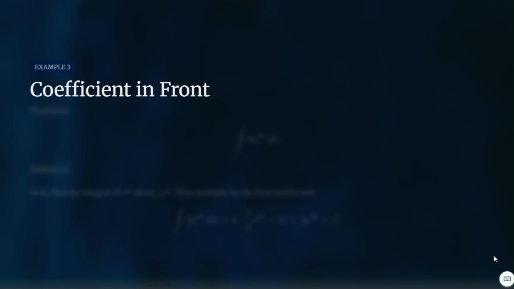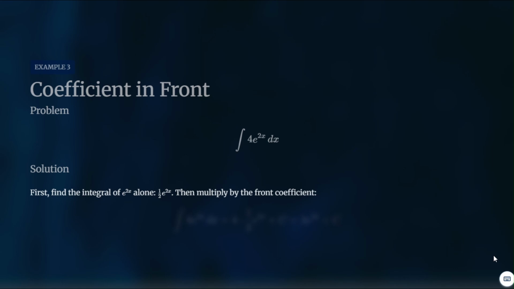But what if you have a constant out front? Constants out front are handled separately from the exponent's coefficient. So if we have the integral of 4 times e to the power 2x dx, we'll want to pull the constant out, apply the rule, and then multiply back in. So our answer will be 4 times the antiderivative of e to the power 2x with respect to x, which is 1 over 2 e to the power 2x plus c. And then we can simplify: 4 times 1/2 is 2. So that will be 2 e to the power 2x plus c.